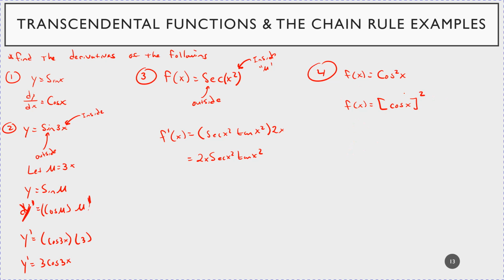Now watch when I apply the chain rule here. My inside is cosine, and my outside is the squared. So f prime of x is equal to, take the derivative of the outside, so bring the 2 down, cosine of x to the 2 minus 1, which is 1, and then the derivative of cosine is minus sine, so minus sine of x. So f prime of x is equal to minus 2 times cosine of x times sine of x.